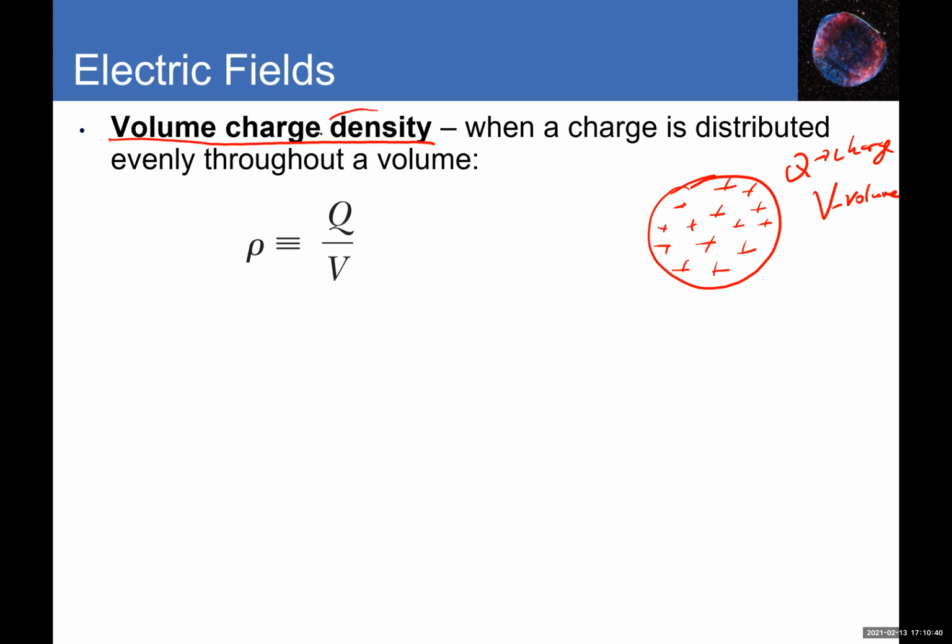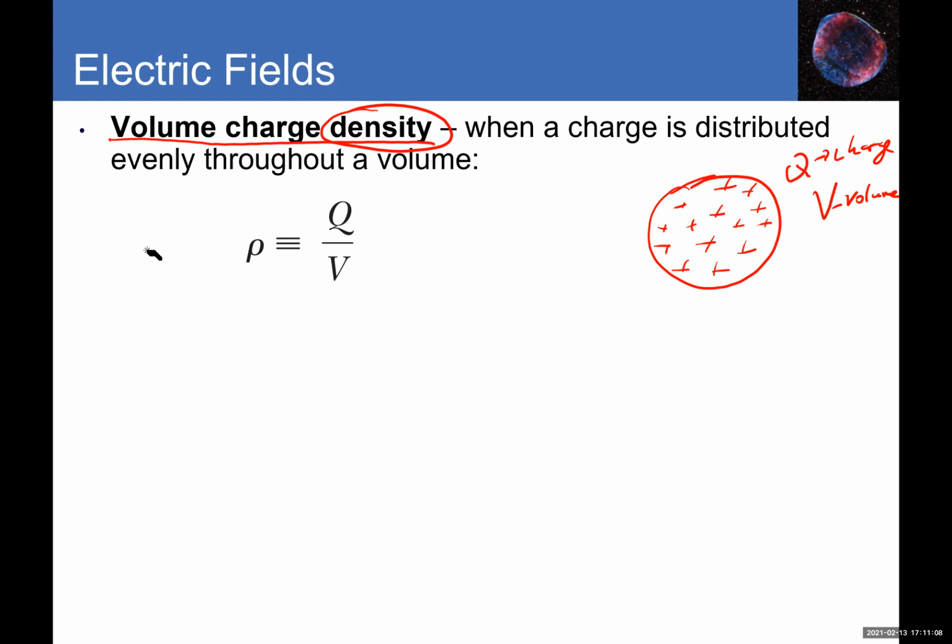Remember density, which we talked about in a previous, let's say, mechanics class, where mass density was mass over volume. That means if you want to find mass density, you do mass over volume. If you want to find volume charge density, you do charge over volume. That means how the charge is distributed over the volume.